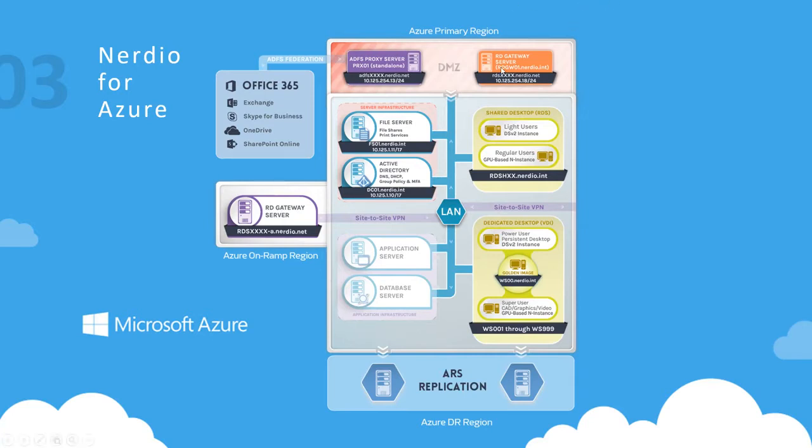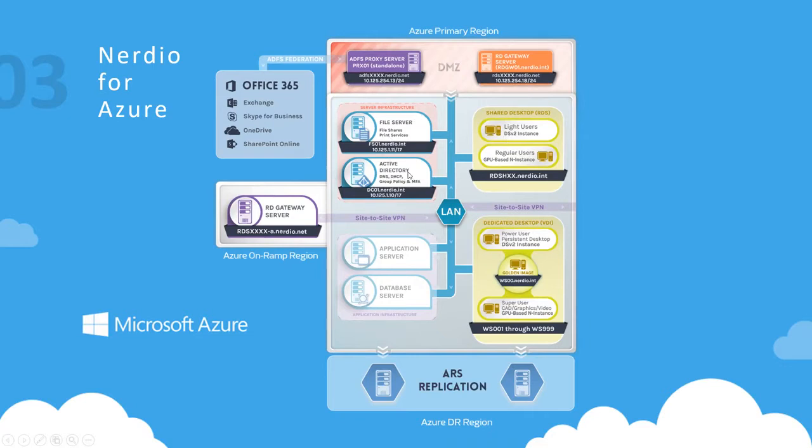Within that region, first of all, you have a DMZ, a demilitarized zone, which hosts the proxy server and an RD gateway. Behind the DMZ is the actual LAN network. On the left-hand side here, you can see the different servers that are spun up in the environment. And on the right-hand side, you can see the infrastructure for delivering desktops.